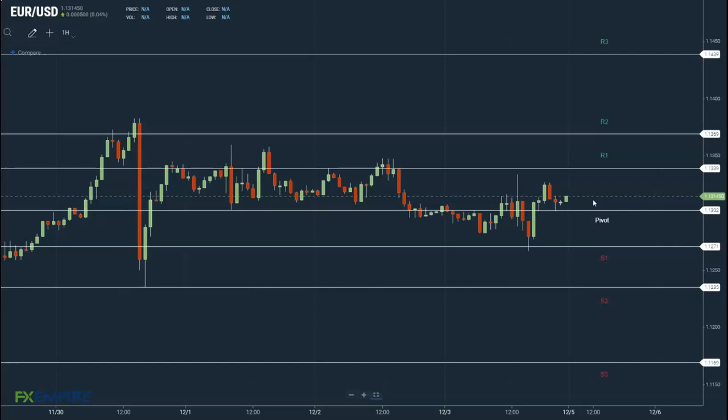Again, traders tend to wait for confirmation before entering into a trade. If the price moves above a resistance level, the next resistance level comes into play. The breach level will then become a support level.